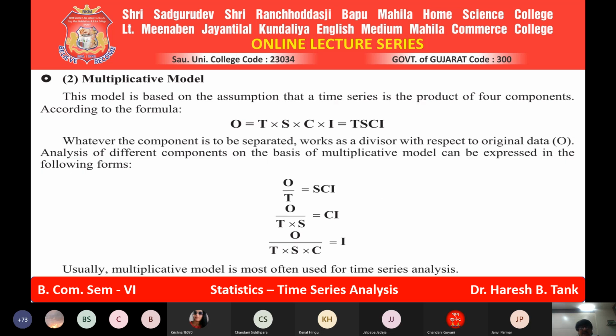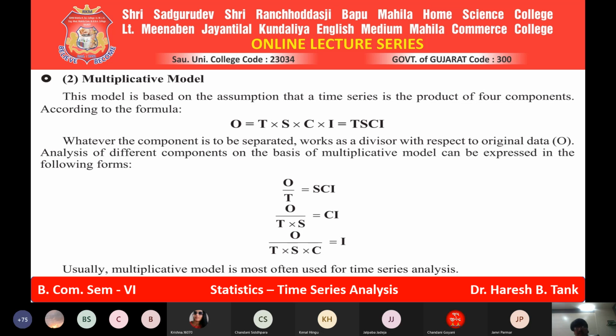Similarly, the multiplicative model is nothing but a multiplication of all four components: T multiplied by S multiplied by C multiplied by I. That means TSCI becomes the overall component. Similarly, in the last slide we saw O minus T. Since it is a multiplication, here it comes in the denominator. So O upon T is nothing but SCI. O upon TS becomes CI. O upon TSC becomes I.